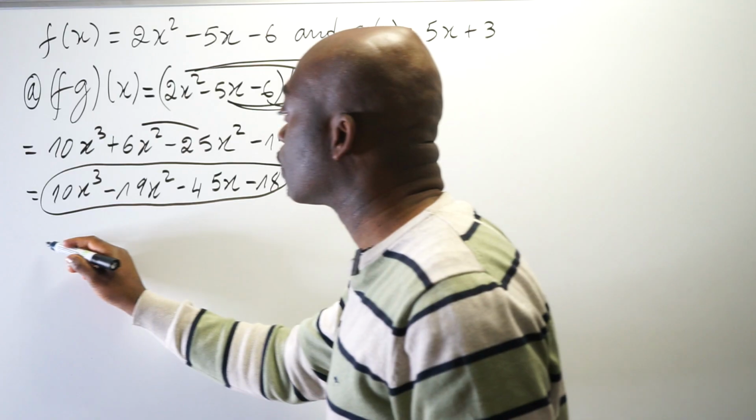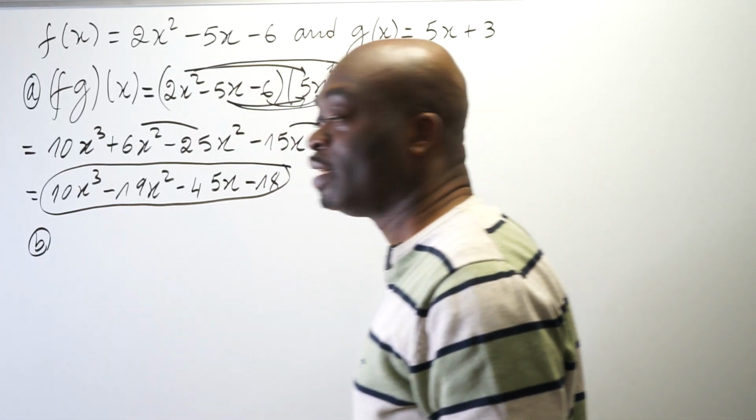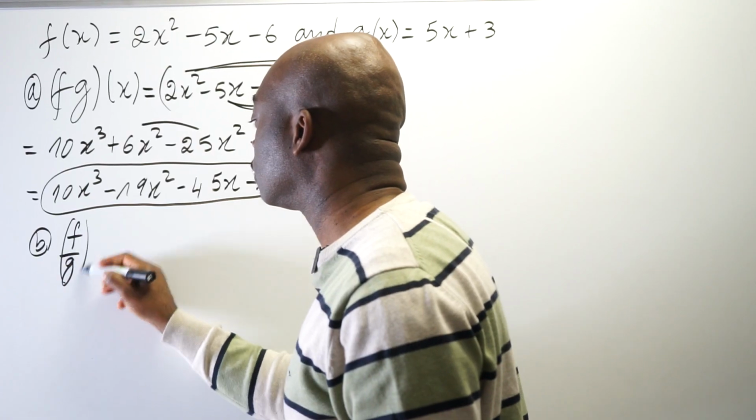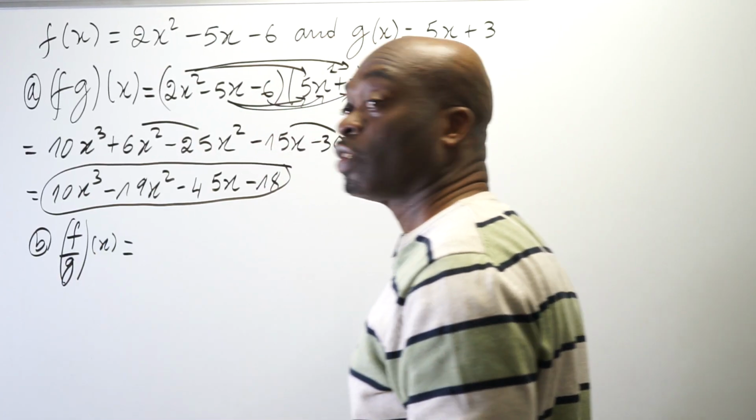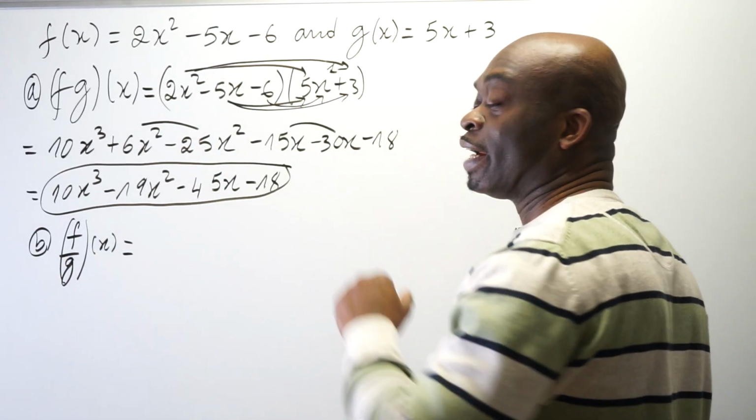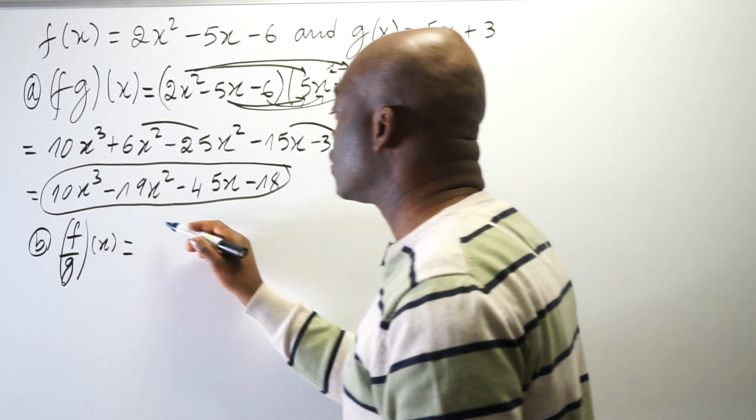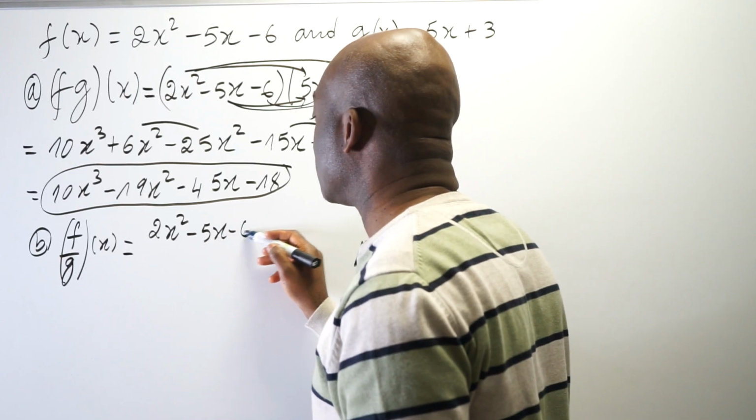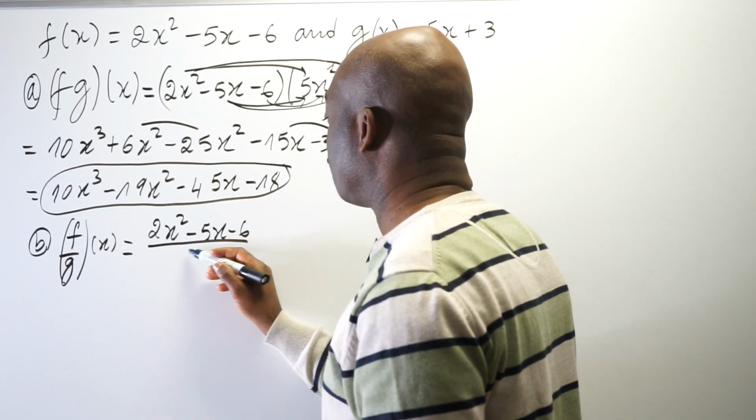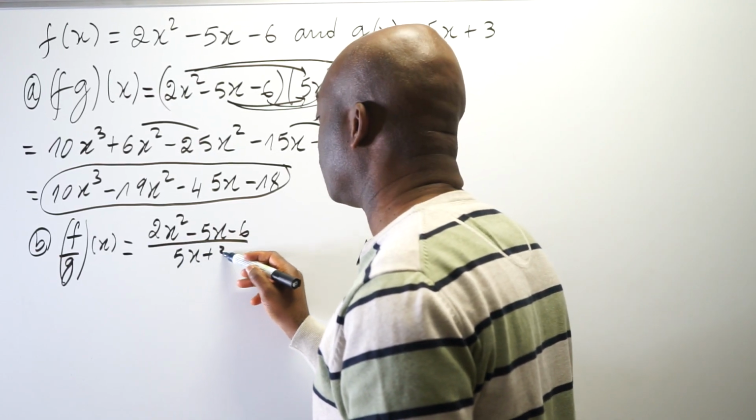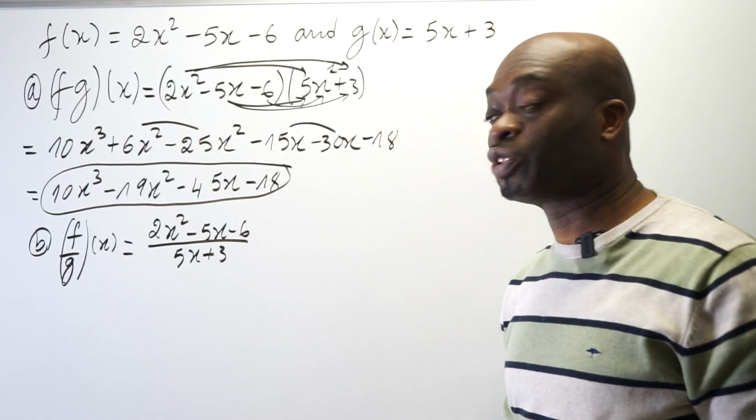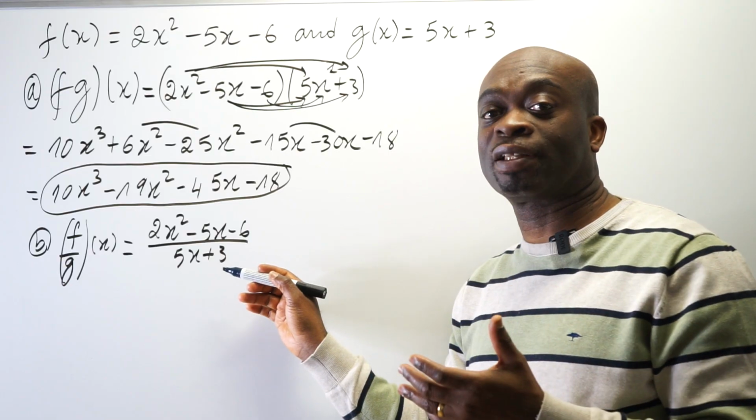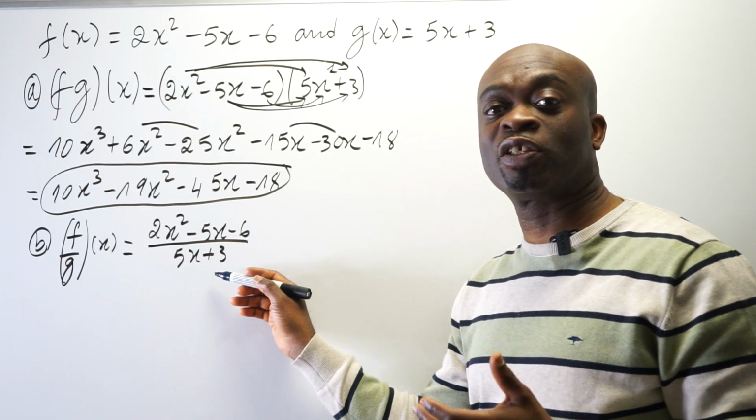Okay? Then the second question is B. B is what? F of g of x. So that means the f function on top divided by the g function at the bottom. So that will give us 2x squared minus 5x minus 6 over 5x plus 3. Now, what we are actually asked to do is to see if we can factor the top expression and see if any of the factors can simplify 5x plus 3.